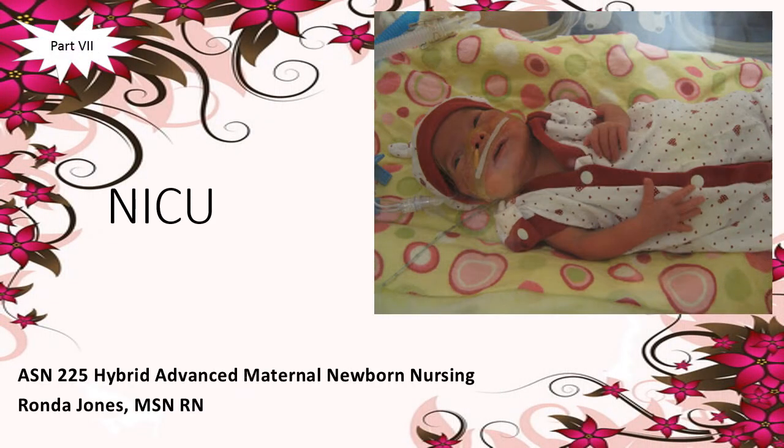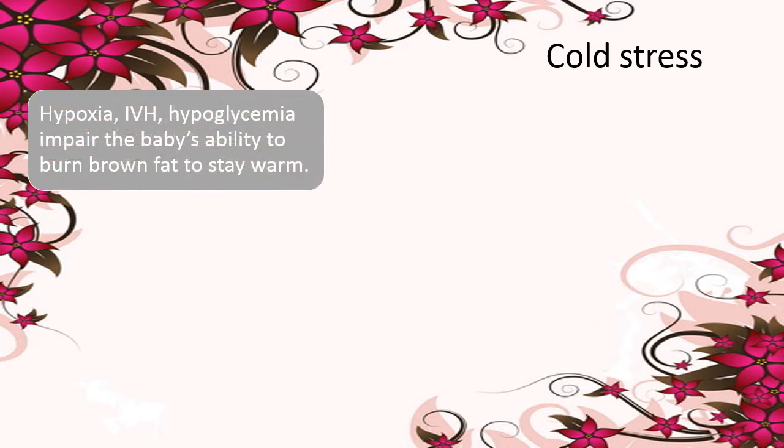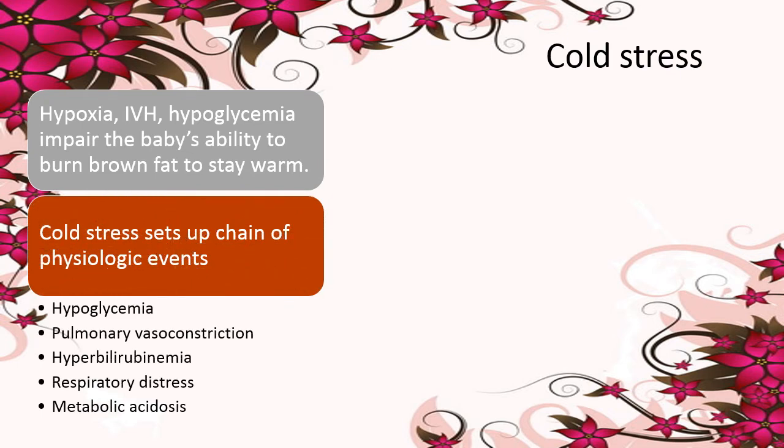So we're going to continue with the last part of the NICU, and this is part 7. Let's discuss cold stress and hypoxia. Hypoxia, IVH, and hypoglycemia impair the baby's ability to burn brown fat to actually stay warm. Cold stress sets up a chain of physiologic events such as hypoglycemia, pulmonary vasoconstriction, hyperbilirubinemia, respiratory distress, and metabolic acidosis.